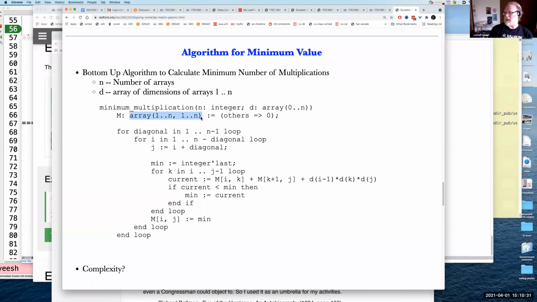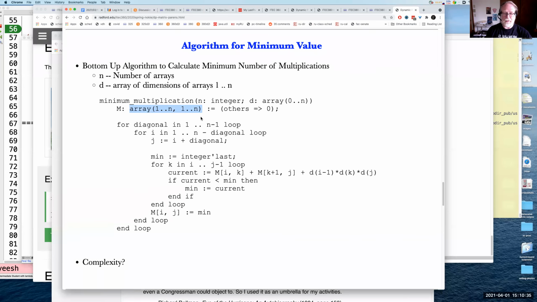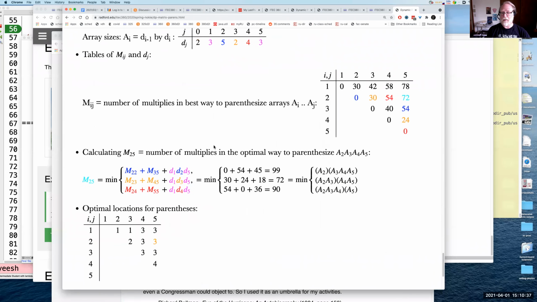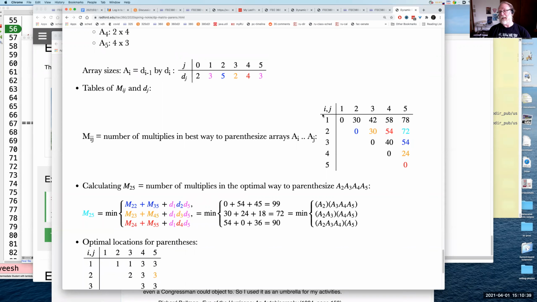Oh, sorry, I need to go back to the notes here to really show this. In fact, I think he has a little picture down lower in here. There we are. Here's the interesting table, okay? We're going to fill in a table where location ij holds the result of calling m of ij, okay?